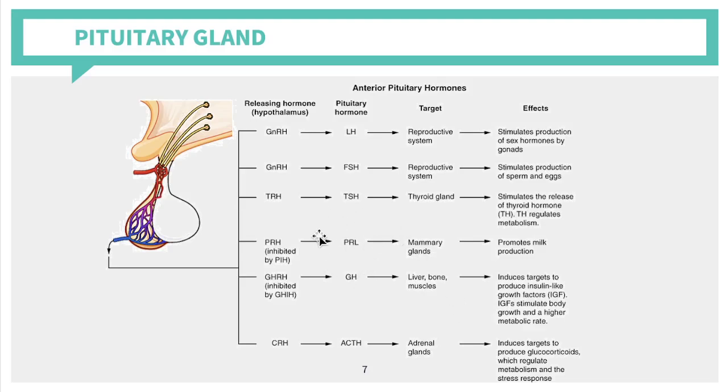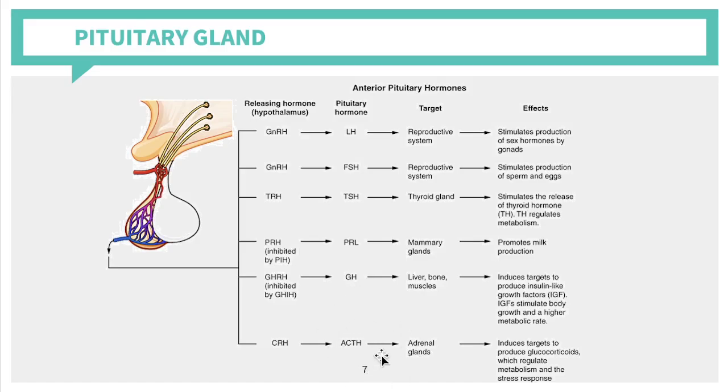Again, let's go to the prolactins. Your prolactins will have an effect on your mammary glands, which will now promote milk production. Your growth hormone will have an effect on your liver, bone, and muscles. This will now induce the target to produce your IGF. And your IGF will stimulate body growth and higher metabolic rate.